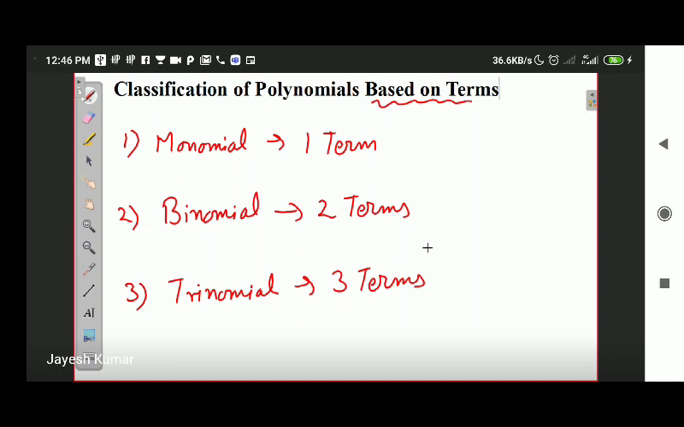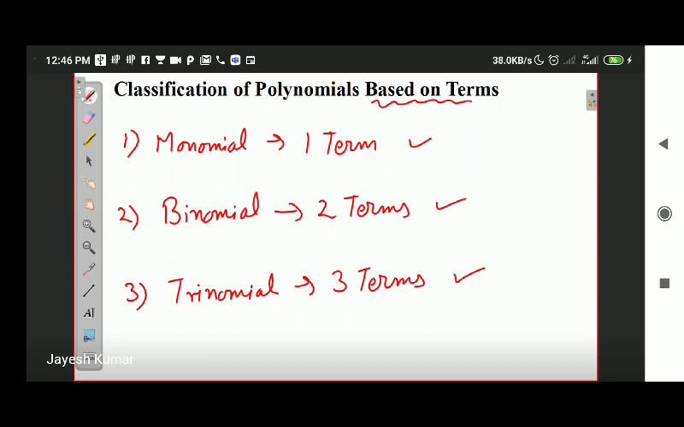Okay, so monomial is a polynomial which have only one term. Binomial is a polynomial which have 2 terms. Trinomial is a polynomial that have 3 terms. For higher order terms, we are not classifying, that is out of our scope. You will know about those terms in higher classes, but for now you have only 3 types of polynomials based on number of terms. Monomial, that is 1 term. Binomial, that is 2 terms. Trinomial, that is 3 terms.